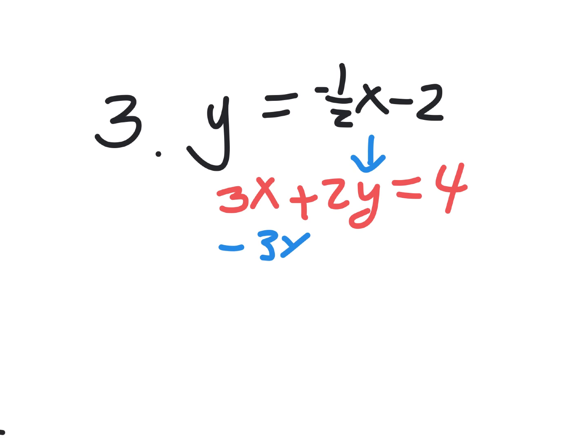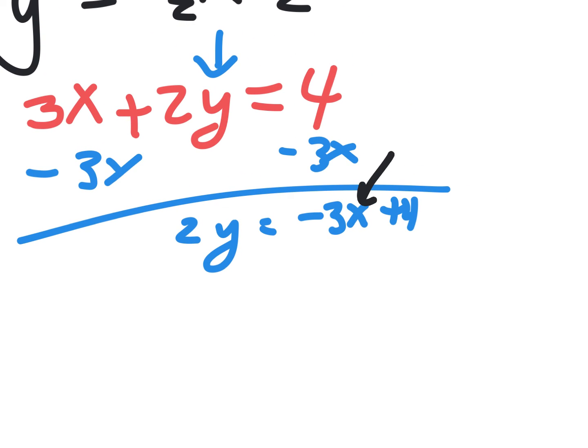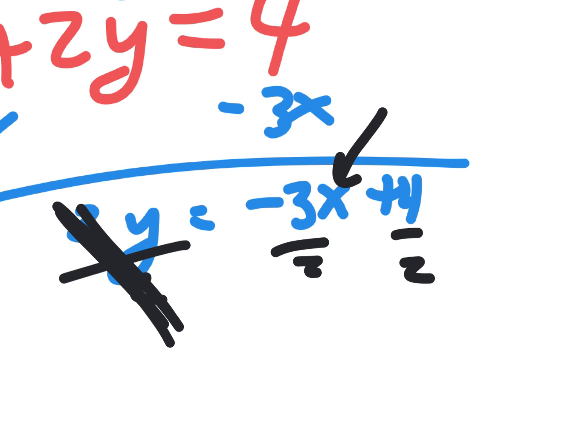Minus 3x, and I have 2y equals negative 3x plus 4. Notice I put the x in front. You always put the x here because we want it in y equals mx plus b form. Divide by 2, divide by 2, divide by 2. I think you would have known that because now the y is alone. Yay! And there's my equation, except 4 divided by 2 is really just 2.